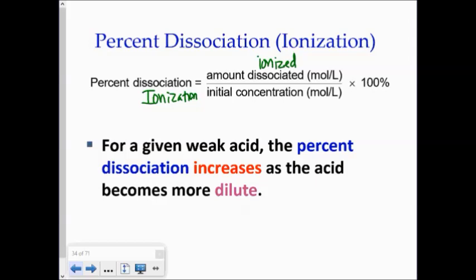Now, this is the trickiest part of it, and I put it in big bold letters up here. For a given weak acid, the percent dissociation increases as the acid becomes more dilute. I'm going to show you why. I don't know if we'll get to it today, but we'll show you why that happens. Most people would think, well, if you're adding more water, you're making it weaker, so it should go down. Well, it isn't as concentrated, but we're not really talking about how concentrated it is. We're actually talking about the percent that gets ionized.